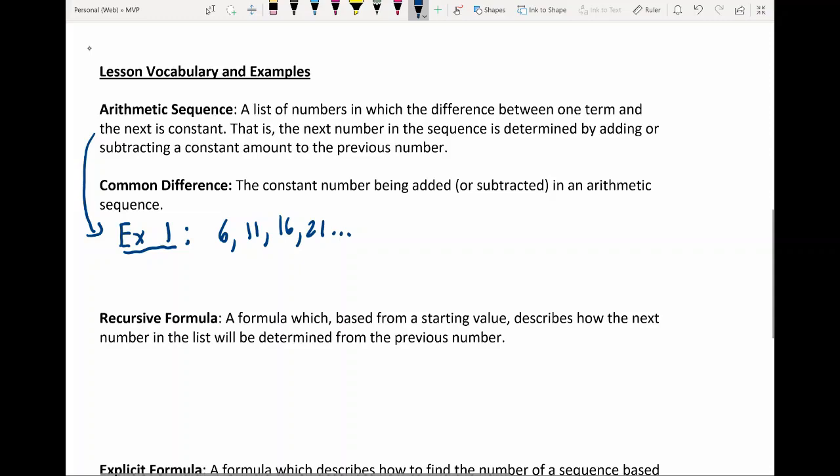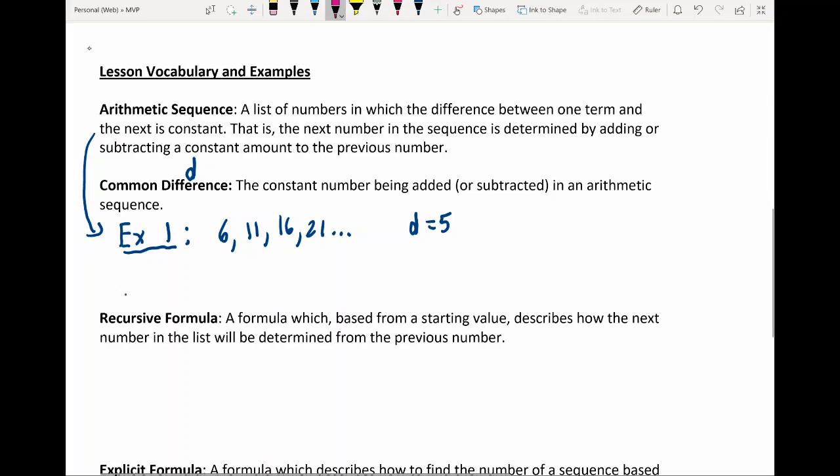The common difference is the constant number being added or subtracted in an arithmetic sequence. And subtracted is in parentheses because subtraction is just adding a negative. So we can really think of it just as adding. That's the official definition. So we have common difference is usually referred to as D. So in this case, D would be 5.